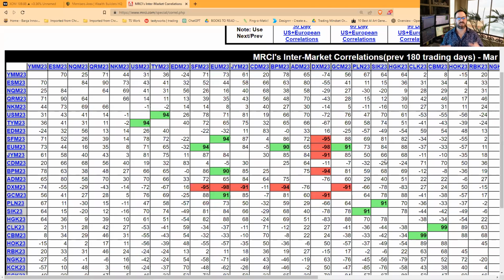And the closer you get to zero, basically negative 10 to positive 10 on either side of zero, if you're within that range, you have almost no correlation. And that's actually really good for investing purposes. You know, when you think about it, you want to invest in things that are non-correlated, so you're literally diversified.